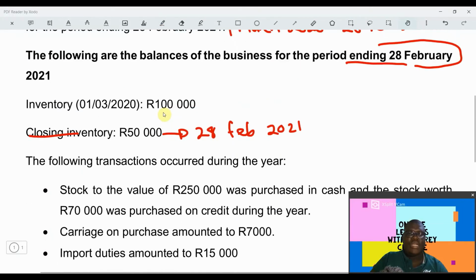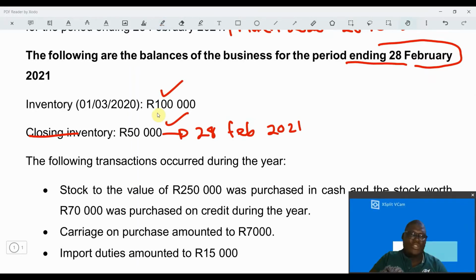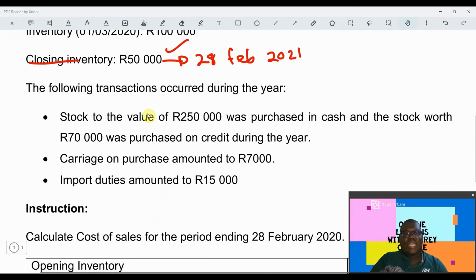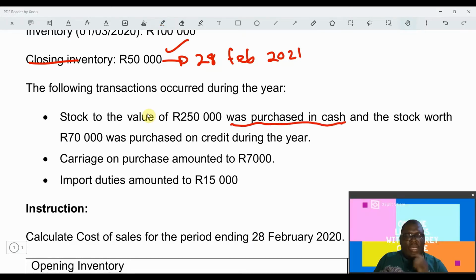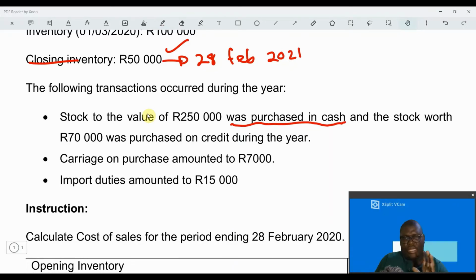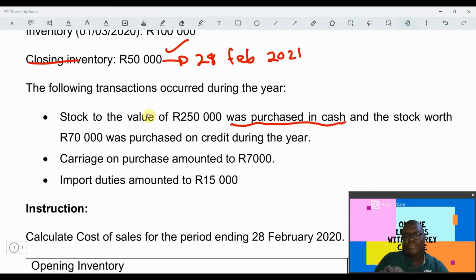Okay, with that being said, let's continue to check if there's anything else we will need to use. Already we have dealt with this part, and also this one. So we are only left with the information from the transactions that occurred during the year. In the information, they're telling us that stock to the value of 250,000 was purchased in cash. Now, the keyword: purchased in cash. So by the time we bought that stock, we gave them 250,000 cash. So we need to record this first part, 250,000, as part of our purchases.